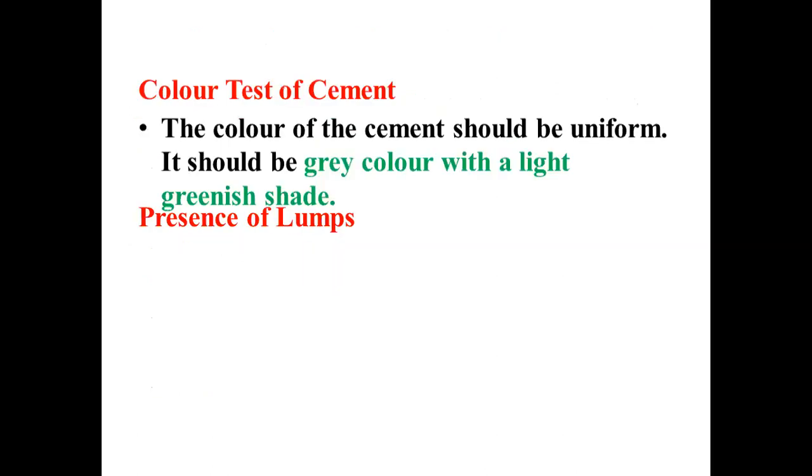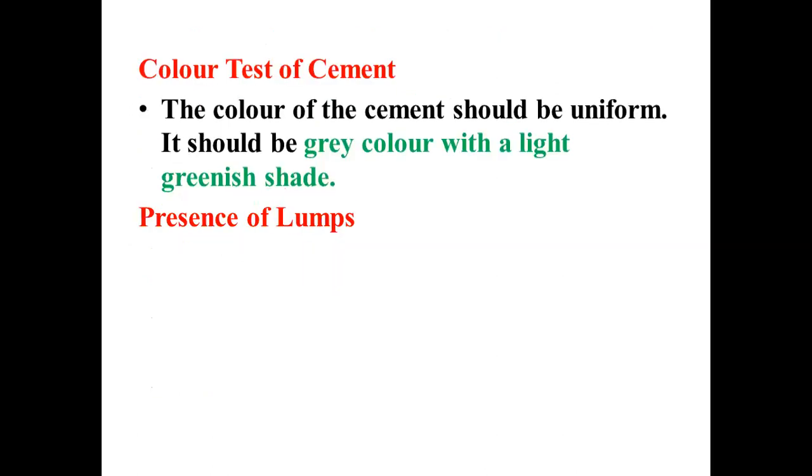In the color test, we always have to see that the color of the cement is uniform and gray with a light greenish shade. The green shade has to be there. Throughout the bag of cement, it should be uniform, with no color variations. The test is done by looking with the eyes at the bag of cement. If it is not conforming to this color, we reject it.